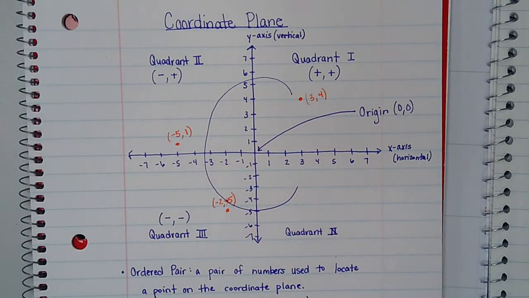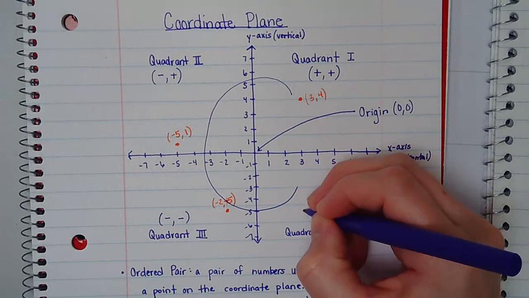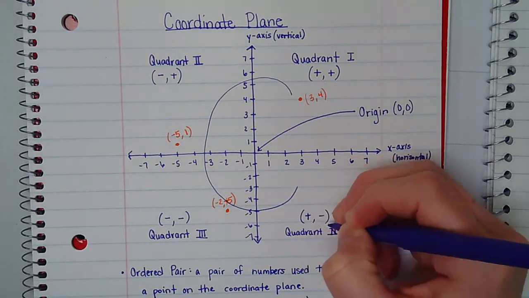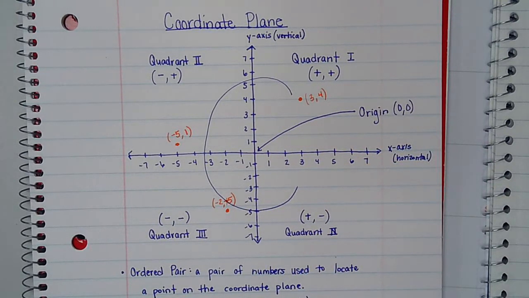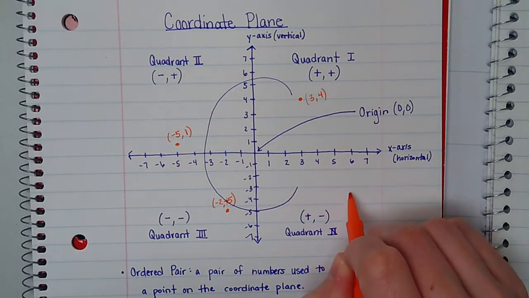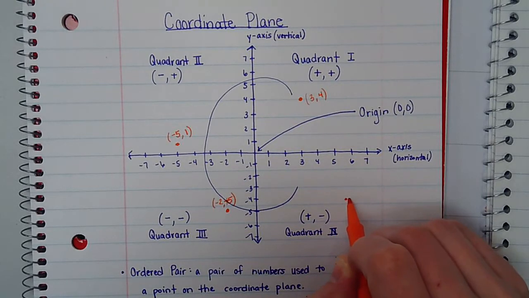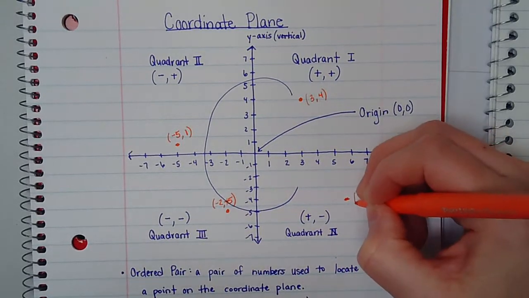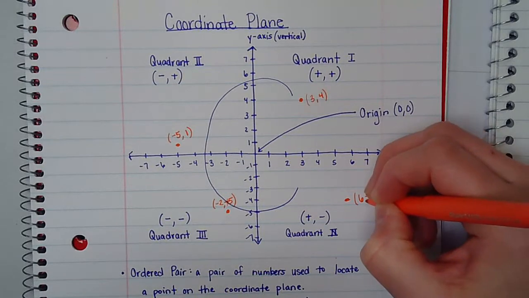Okay? This quadrant right here, you're going to be positive and then negative. So the first number has to be positive, but the second number has to be negative. So if I gave you the point 6, -4, okay? Start in the middle. You go over 6 and then down -4. Okay? So 6, -4.